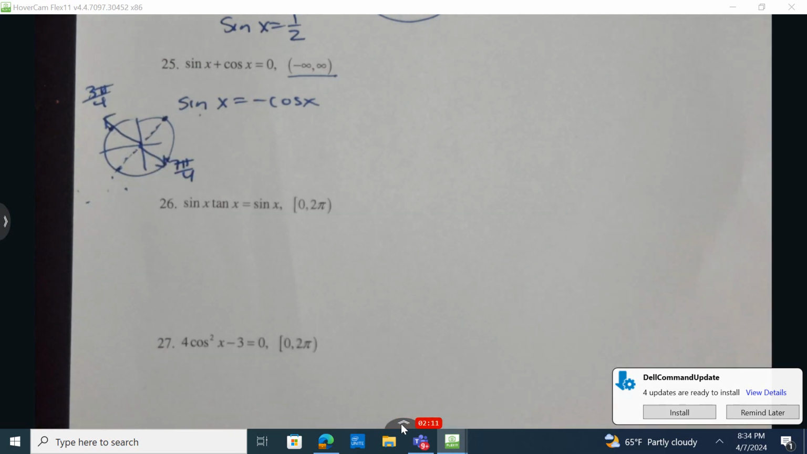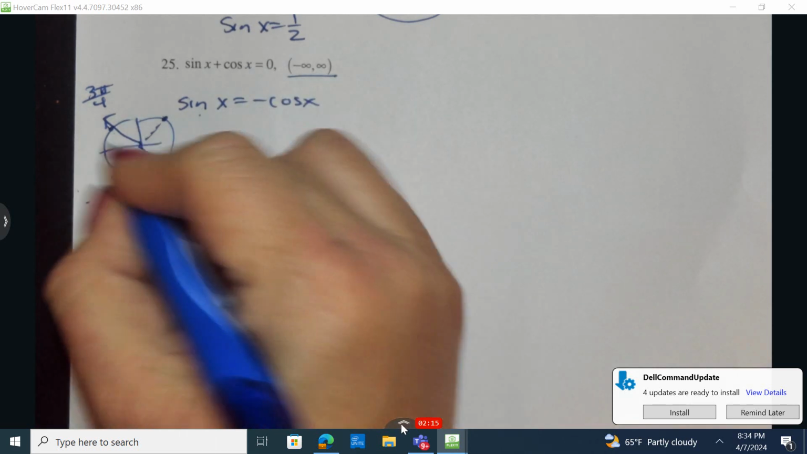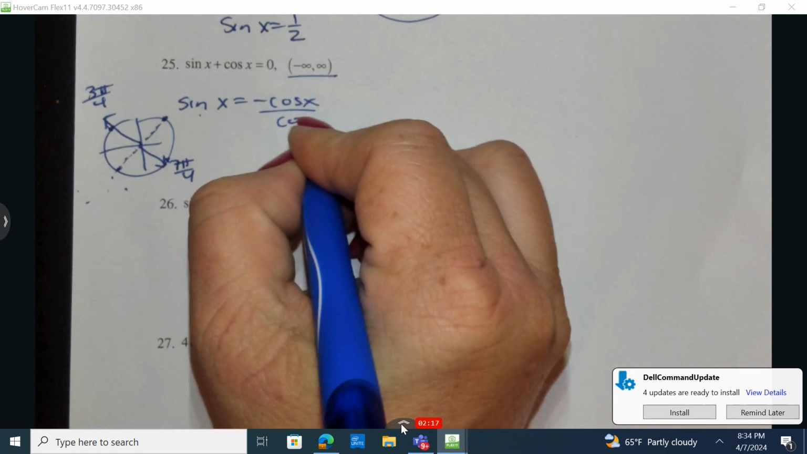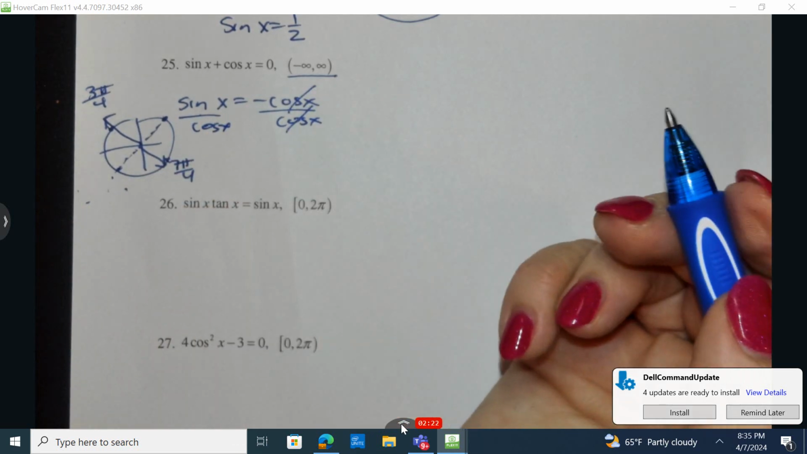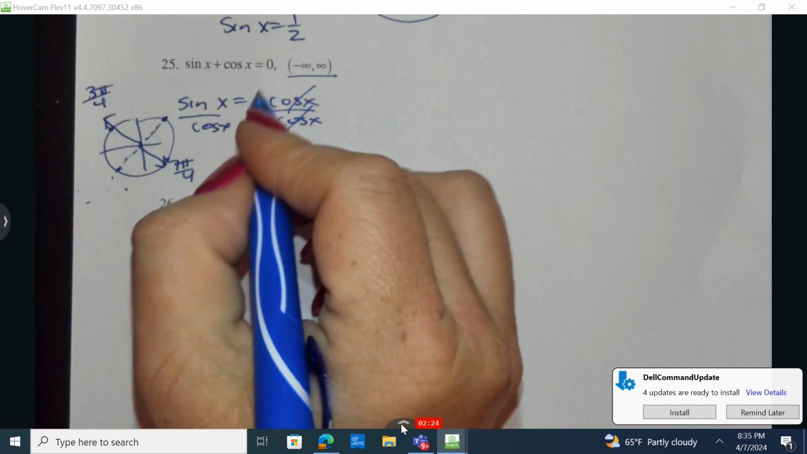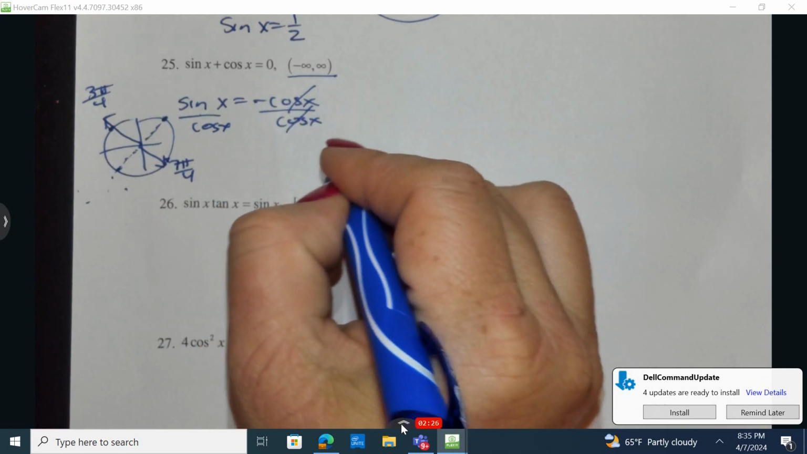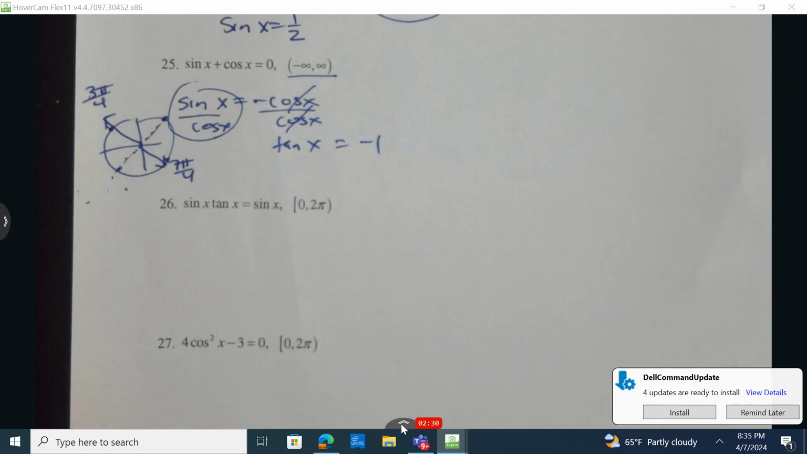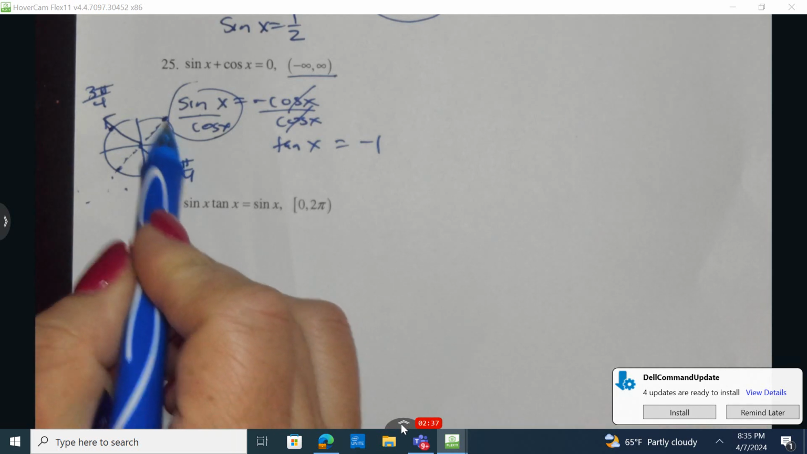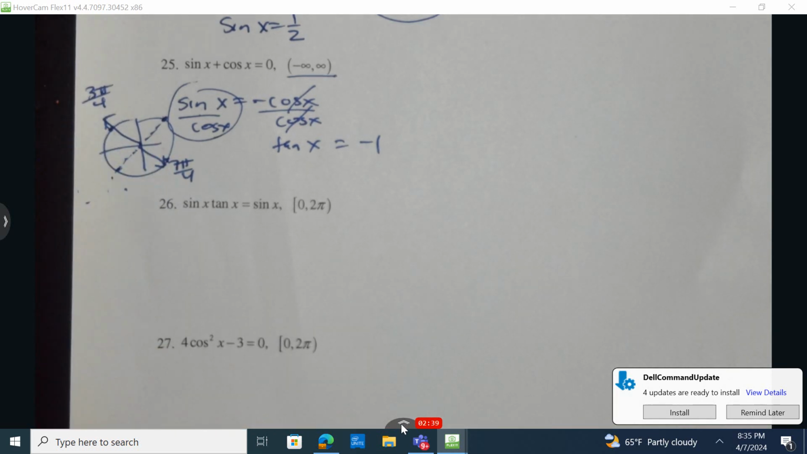But other people may think of this just a little bit differently. They may say, I don't know what to do here, so they're going to divide by the cosine. The cosines are going to simplify to 1, and then I have negative 1 on the right-hand side, and on the left-hand side this is going to simplify to the tangent of x. Then you could ask yourself, where is the tangent of x equal to negative 1? In one revolution, it would also occur in the exact same places. So it's about how you view it.